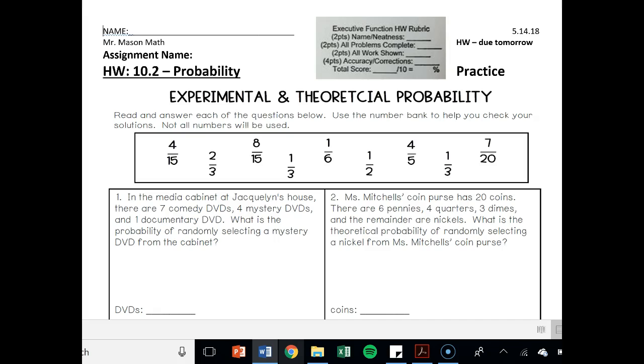So we're working with experimental and theoretical probability. It says read and answer each of the questions below. Use the number bank to help check your solutions. Not all numbers will be used. So your answer has to be one of these, but not all of them will be used.